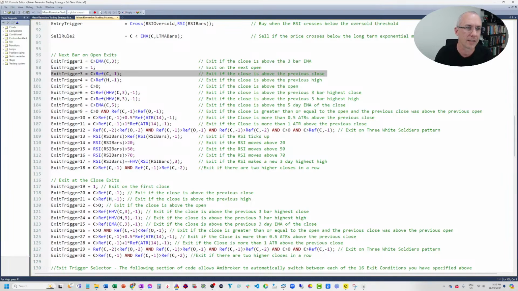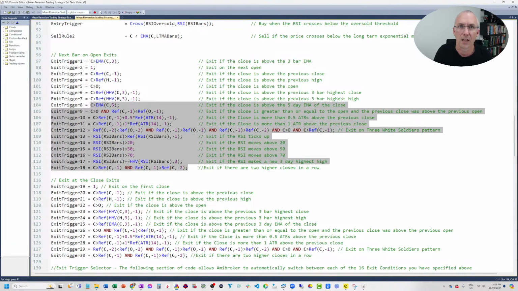Exit trigger 3 is the close is above yesterday's close. Then I've got the close is above yesterday's high. The close is above the open, so it's a green candle. The close is higher than the previous 3-day highest close. The close is higher than the previous 3-day highest high. So you can see I've got all of these different exits here. I won't read through them all.